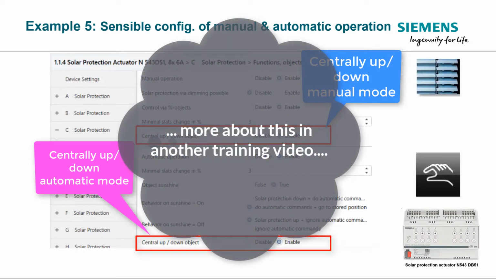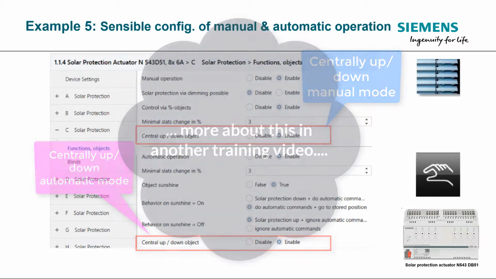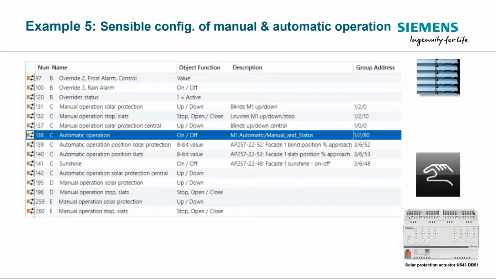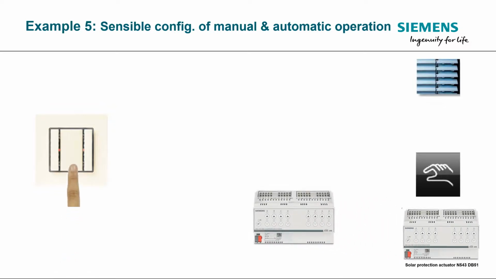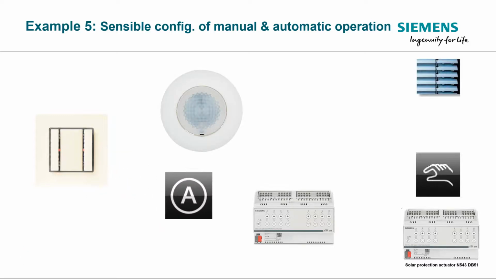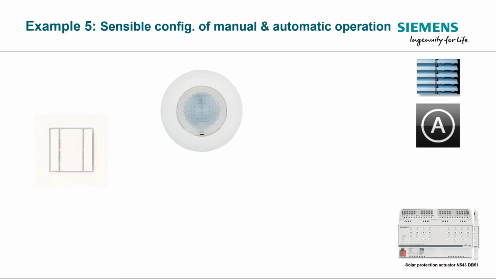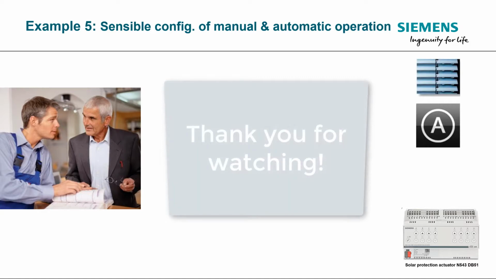In the current example, how does the switch back to automatic mode finally take place? Well, that's what the automatic object is for. The user can operate this either via a manual entry, for example push button or control panel, or via a presence detector in the room which activates the automatic function again after leaving the room.